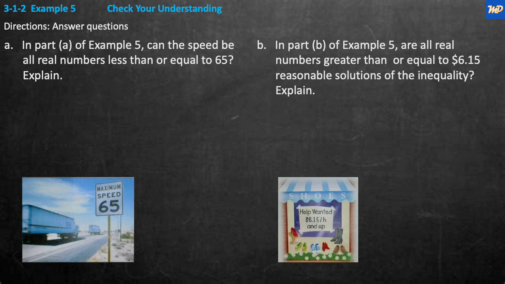So what they want to know now is, are they including every real number less than or equal to 65? This is kind of a real world thing, you know? Think about that. And then the other part is, in example 5, are all real numbers greater than or equal to $6.15 reasonable solutions for this inequality? We've already done the inequalities, and explain. You go ahead and stop.